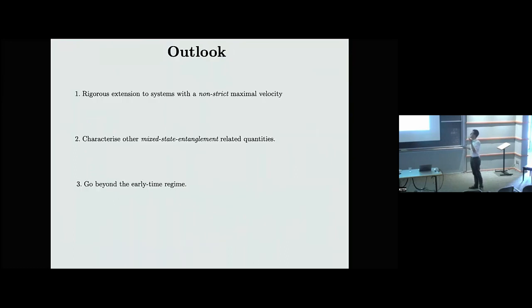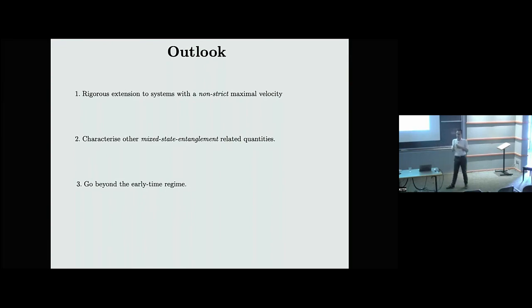So some outlook questions that one can ask: can we have a rigorous extension of our results to systems that don't have a strict maximal velocity? The second question that one can ask is, can we characterize in the same way other mixed state entanglement related quantities? And the third question, which is probably the most interesting one, is, can we go beyond this early time regime in the study of negativity?